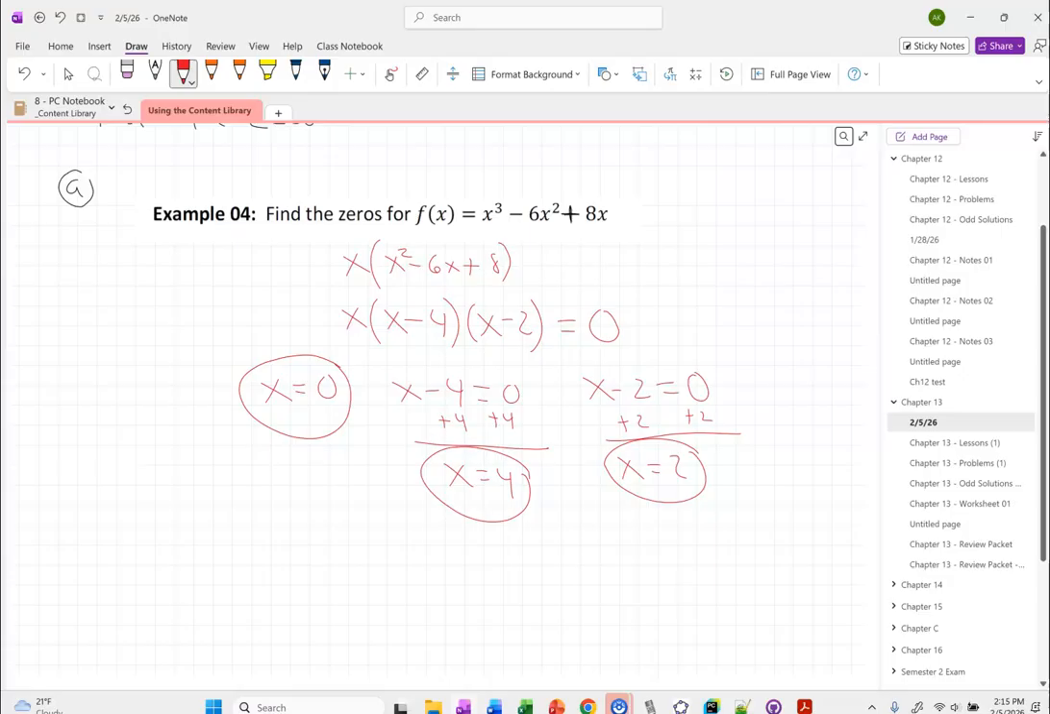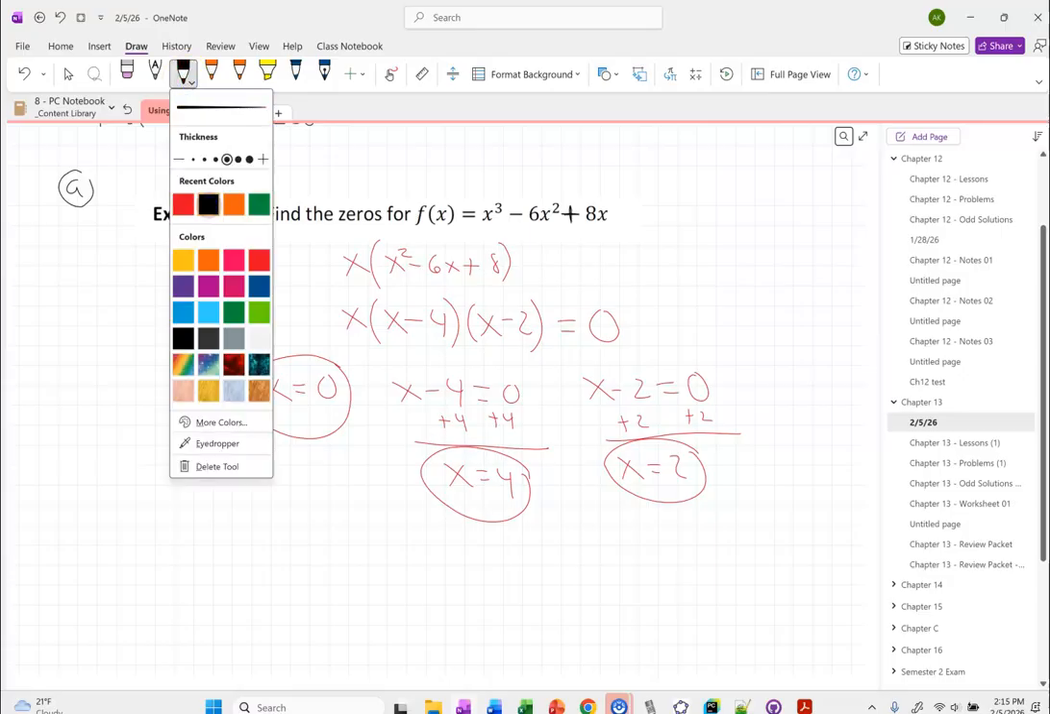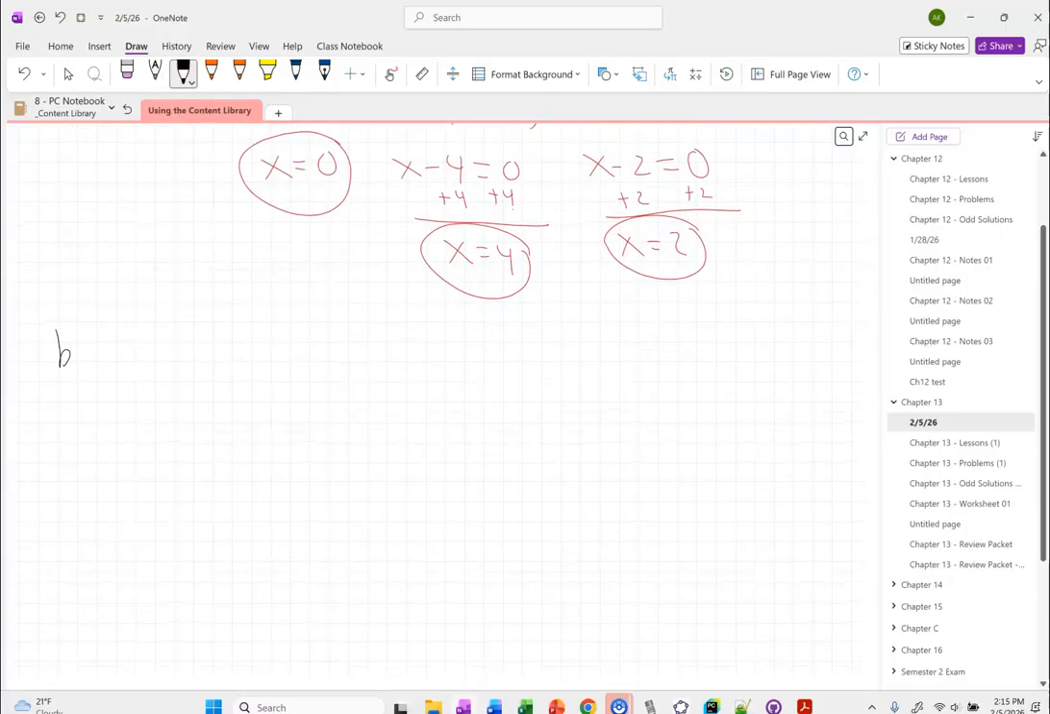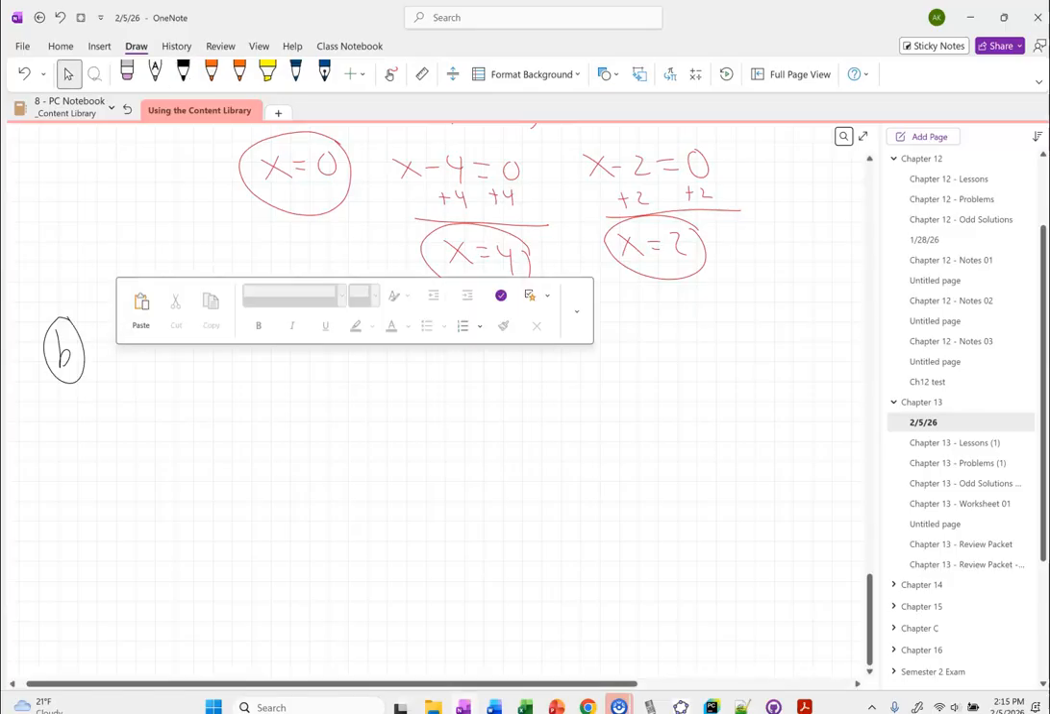This had 3 zeros. What was the max number of zeros we could have? 3. Have we found them all? Yep. I certainly think so. Does everybody feel good? Okay. You ready to do another example? I think we'll probably do 2 more and then call it quits for today. I think that sounds pretty good.